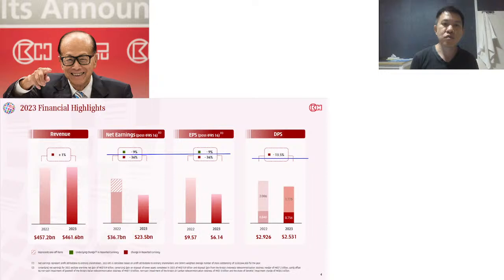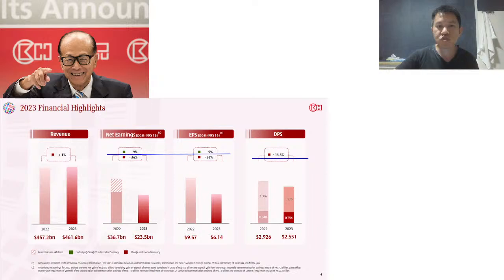But it's also very reflective of the economy because they have a huge exposure in Hong Kong. But throughout the years they also diversified. Their exposure in China, exposure in Asia, and exposure also in Europe, but they don't have US exposure. So it reflects on the Hong Kong economy, and it reflects on the global economy also. So earnings dropped by 9% and dividends dropped by 13.5%. That's why the stock price also crashed. So a lot of these blue chips did not perform well.